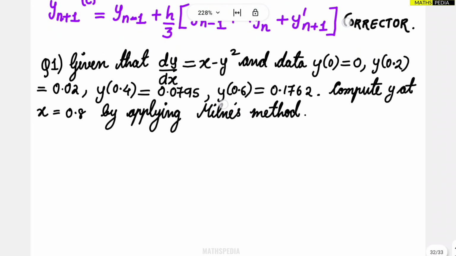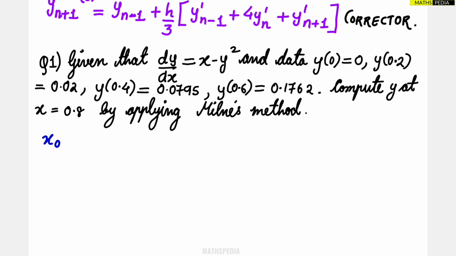Now how to apply Milne's method, we'll start with that. The first step, start with x naught. Now x naught value is given over here, right? What is the x naught value? It is 0. Always this is in the form of y of x is equal to y. Suppose x naught we are considering, the corresponding y naught will be the value. So x naught is 0, and the corresponding y naught will be equal to 0, because it is given.